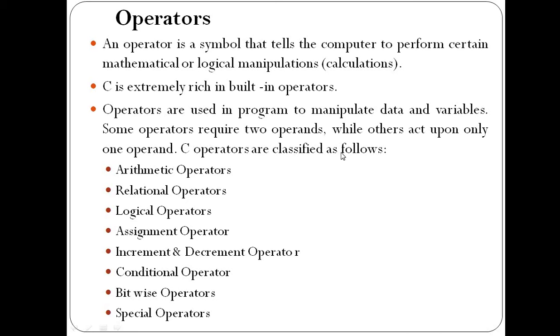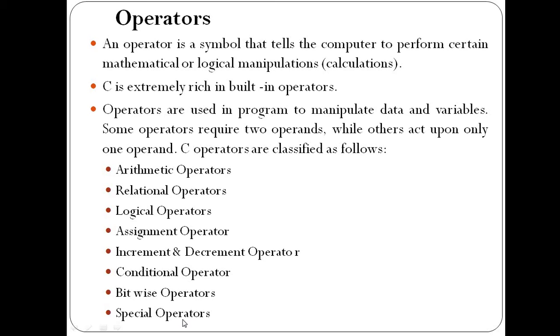C operators are classified into the following 8 categories. There are a total of 8 types of operators available in the C programming language. First is the arithmetic operator, second is the relational operator, third is the logical operator, fourth is the assignment operator, fifth is the increment and decrement operator, sixth is the conditional operator, seventh is the bitwise operator, and eighth is the special operator.